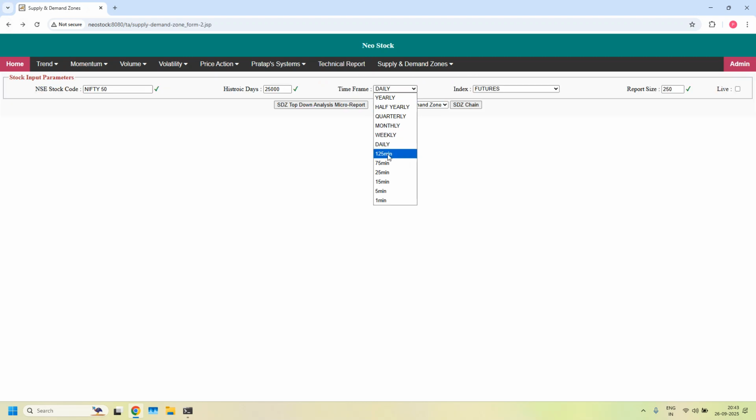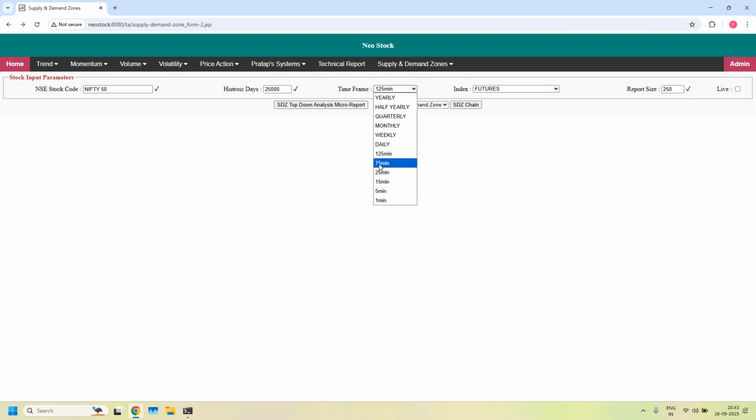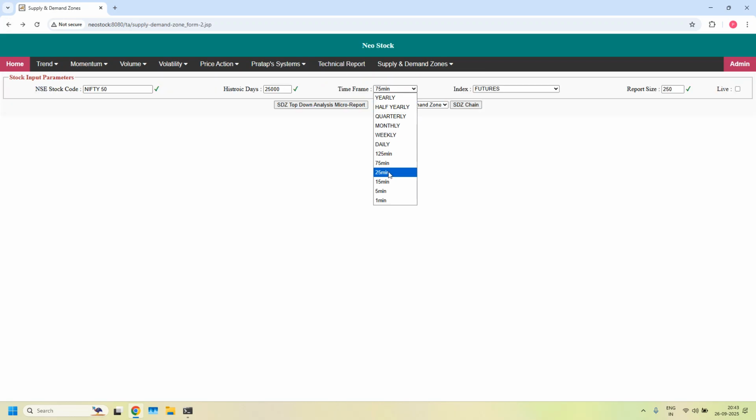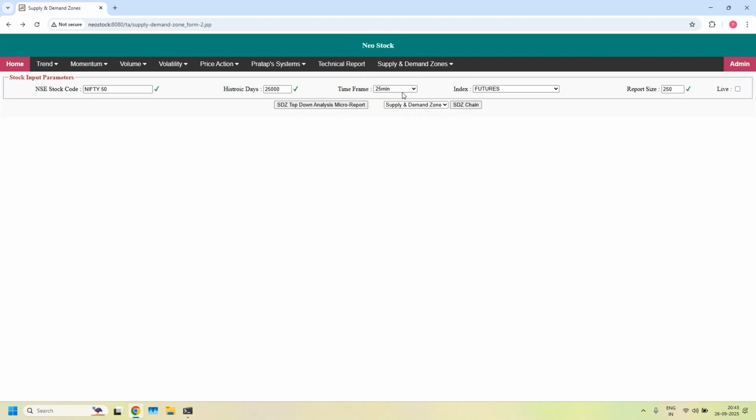Next, generating 125 minutes supply demand zone chain for NIFTY. Next, generating 75 minutes supply demand zone chain for NIFTY. Next, generating 25 minutes supply demand zone chain for NIFTY. Next, generating 15 minutes supply demand zone chain for NIFTY.